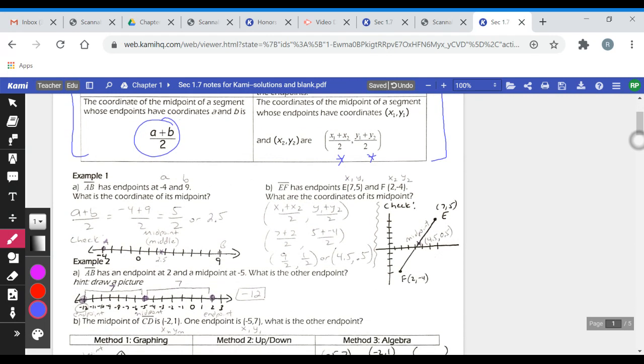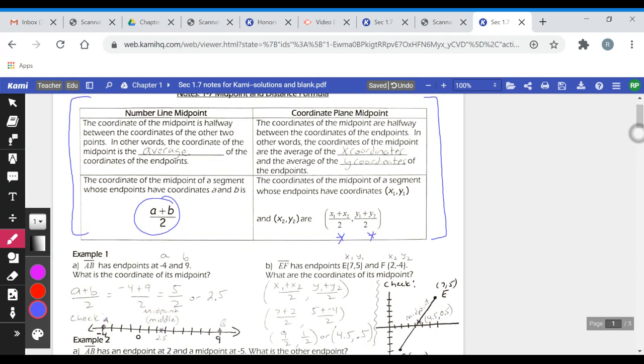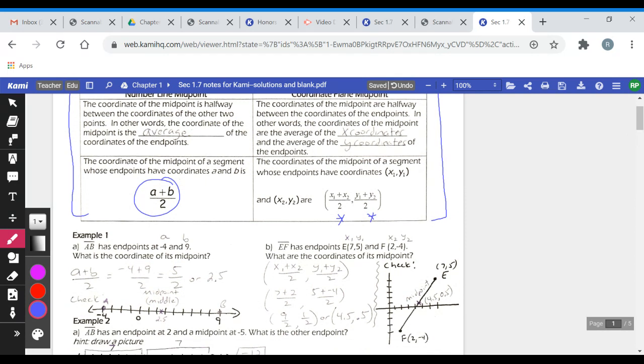So let's get this moved up here. If we move it up just to see example 1, over here on example 1a, it says that segment AB has endpoints at -4 and 9. What is the coordinate of the midpoint? So you can see I used this formula from up above, and I plugged in my -4 and my 9 because those are my endpoints. And I did -4 plus 9 over 2. If I do -4 plus 9, I get 5. And so my midpoint is 5 halves. I could think of that as a fraction, or if I divide 5 halves, I get 2.5.